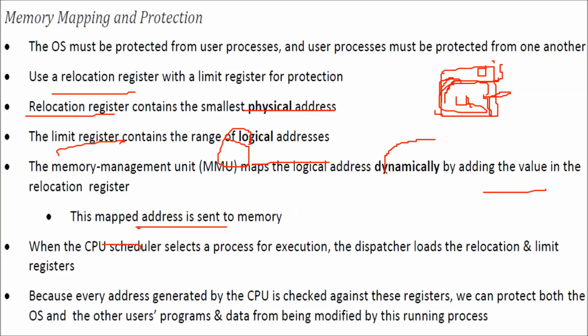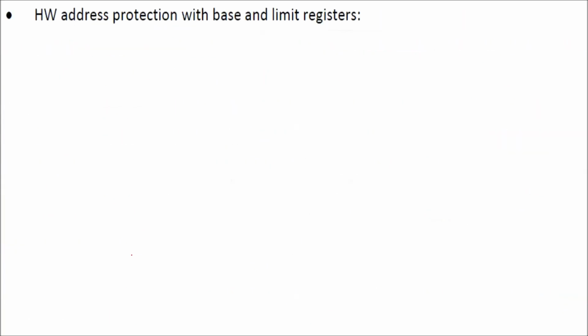When the CPU scheduler selects a process for execution, any process, the dispatcher will load the relocation and limit registers. Since every address generated by the CPU is checked against these registers, we can protect both the operating system and the programs and data from one another, from being modified accidentally by the running process. So this is what is done.